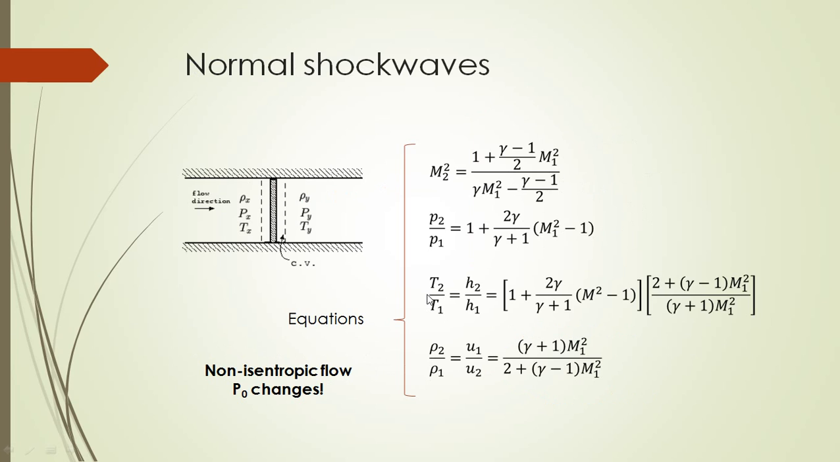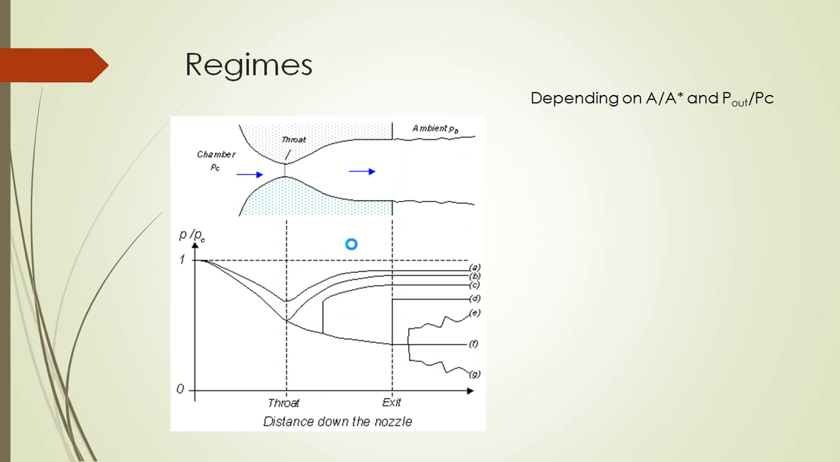We also find a normal shock wave at the divergent part of the nozzle. The equations are very important, the Mach and the pressure relation. With the normal shock wave, remember that the flow goes from supersonic to subsonic all of a sudden, and the stagnation pressure changes, but not the stagnation temperature.